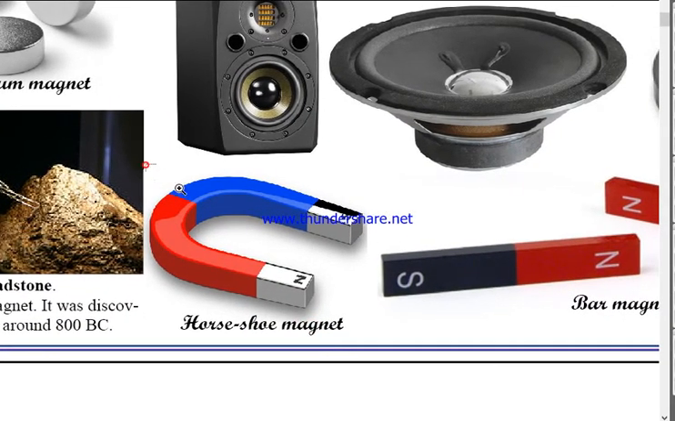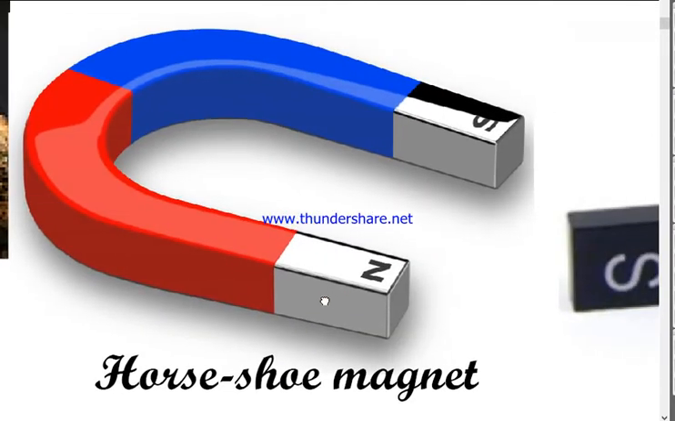Next, you can see this magnet is in the shape of a horseshoe. Horseshoe means the piece of iron which is kept under the hooves of a horse.